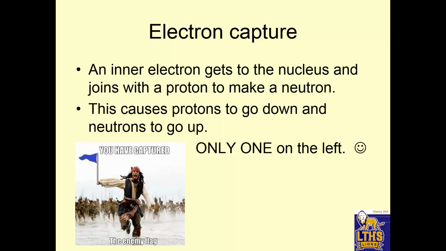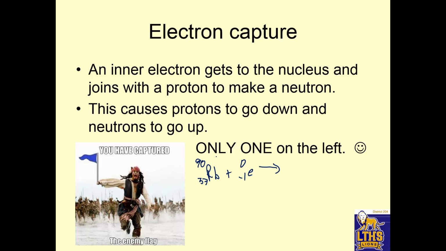Electron capture. An inner electron gets captured by the nucleus and joins the proton to make a neutron. This causes protons to go down and the neutrons to go up. So let's say I have rubidium 90. Rubidium's number is 37, and it undergoes electron capture, 0, -1 e. Okay, so what happens here?